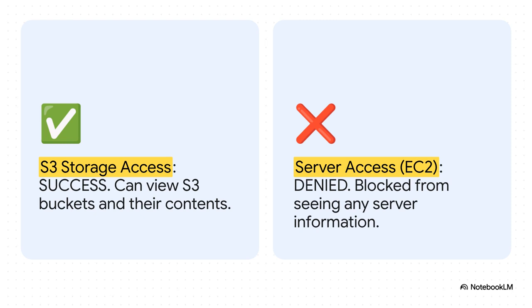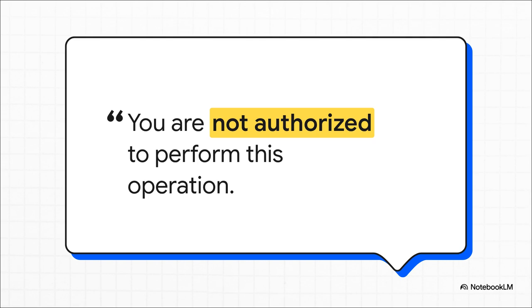But the second they get a little curious and try to peek at the company's servers, bam, completely blocked. The system denies them access flat out. And this right here is what I love about IAM. It's not a suggestion. It's a hard wall. The system gives back this crystal clear, unambiguous error. You are not authorized. The policy is doing its job, keeping user 1 in their lane.